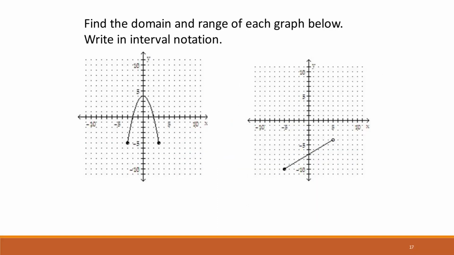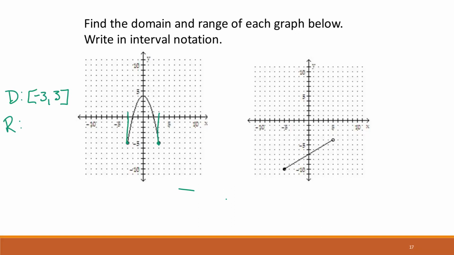So let's take a look at these. We want to find the domain and range of each graph below. So remember, domain is your x values. So we're looking from left to right. So if I look at where x goes from left to right on this graph, we're going to start at negative 3 and we're going to end at positive 3. And I'm using the brackets because these circles here are closed circles, so those values are included.